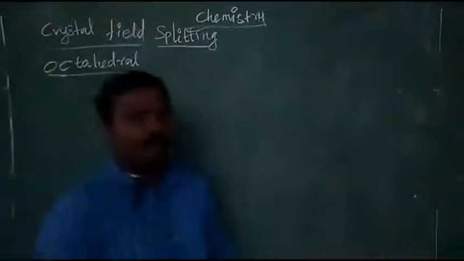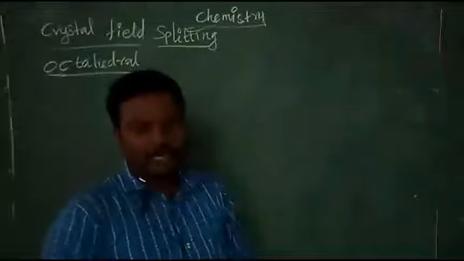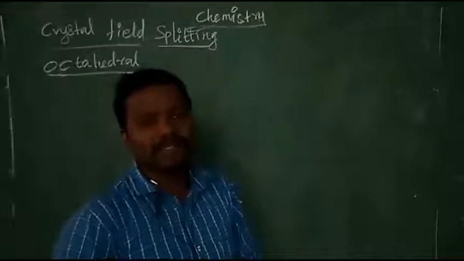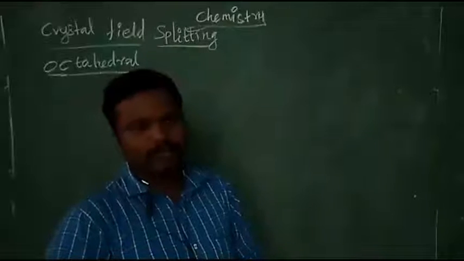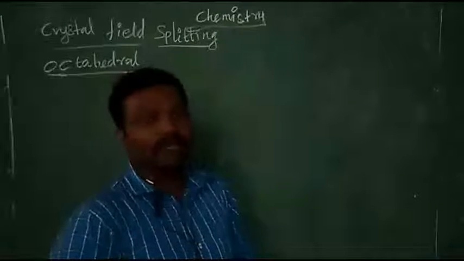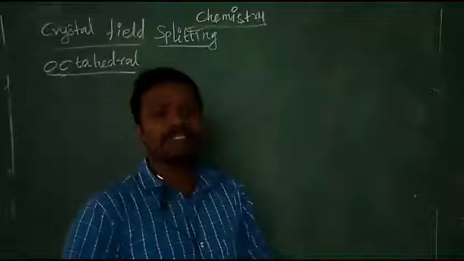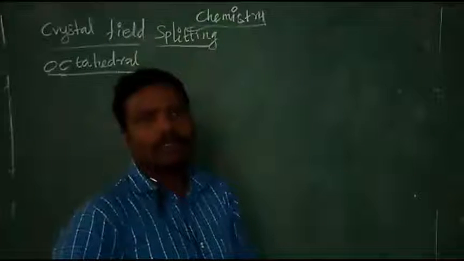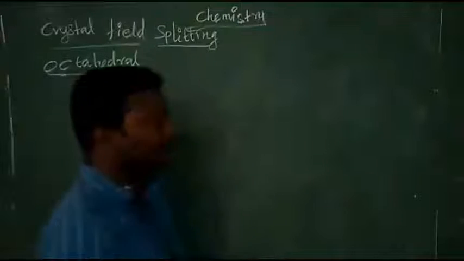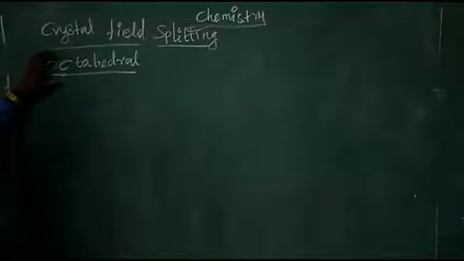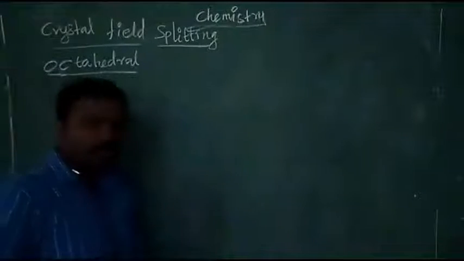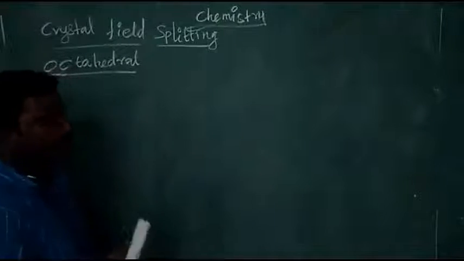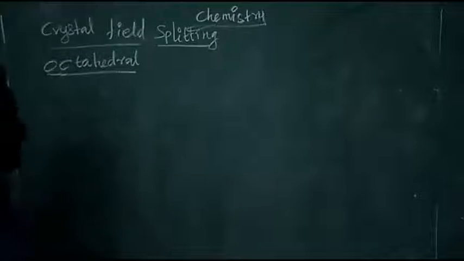In this video we are going to see octahedral field and tetrahedral field, how the crystal field splitting takes place. Depending upon the structural arrangement, different crystal field splitting takes place. So for octahedral and tetrahedral we are going to see in this video. First we are going to take octahedral. Before going to the splitting of the octahedral field, we have to remember the degenerated orbitals.